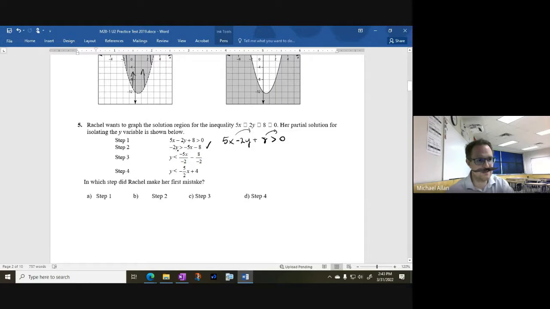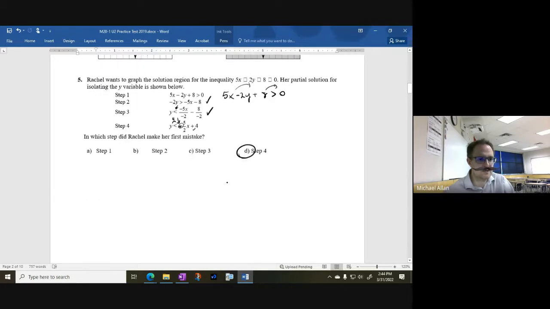You notice that when she divides by a negative, her symbol flipped, which is good. I like that. But the problem is, here I got a negative divided by a negative, and it's a positive form, so that's good. But the problem here is negative divided by negative should be positive. A little sadness there. So she made a mistake in step 4. Everything good was good up to that point. It's that negative should turn to positive. I don't know why she didn't do that.